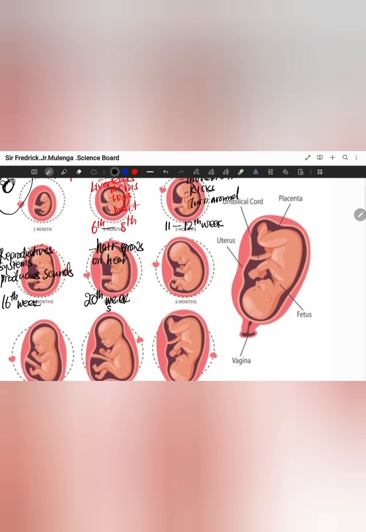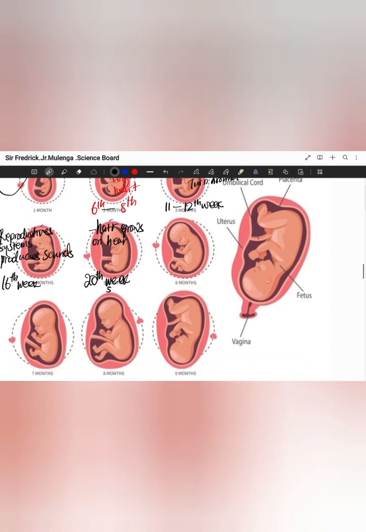That's why it is impossible to have a baby being born without hair, because the hair started developing about the 20th week or in the fifth month. So by the time it reaches birth, some hair could have developed. Then in the 6th to 9th month, I'll just summarize this as 6th to 9th month.